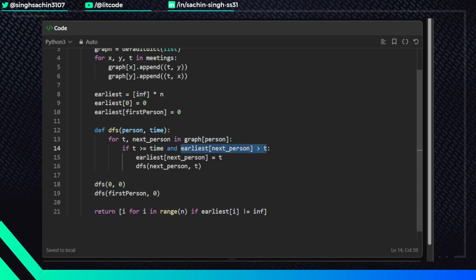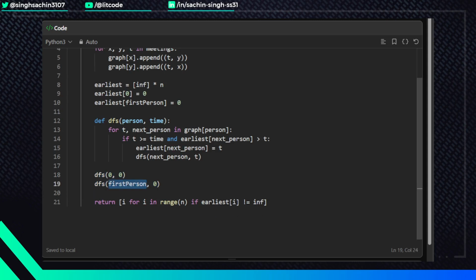If both these conditions are true, then we update the time of the next person with the current time, like the time of meeting, I mean to say, and we add that in the stack. We are recursively calling the DFS function for that. At the end, we are just simply initializing with 0 0. This will be the 0th person who has the secret, and the first person he shared it with.